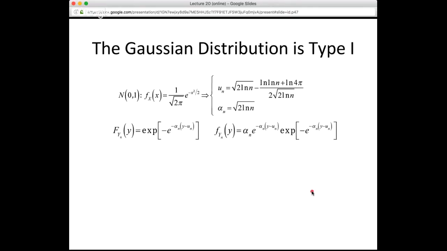It turns out that the Gaussian distribution is also a type 1. You can kind of see that just looking at the Gaussian PDF. I've plotted or indicated here the standard normal distribution. And you can see that as x becomes large, the PDF is going to fall off exponentially, actually like e to the minus x squared, so maybe a little bit faster than exponential. But the net result is that the extreme values associated with the standard normal and the Gaussian in general follow a type 1 or Gumbel extreme value distribution with, it turns out, parameters u_n and alpha_n given by these two expressions here.